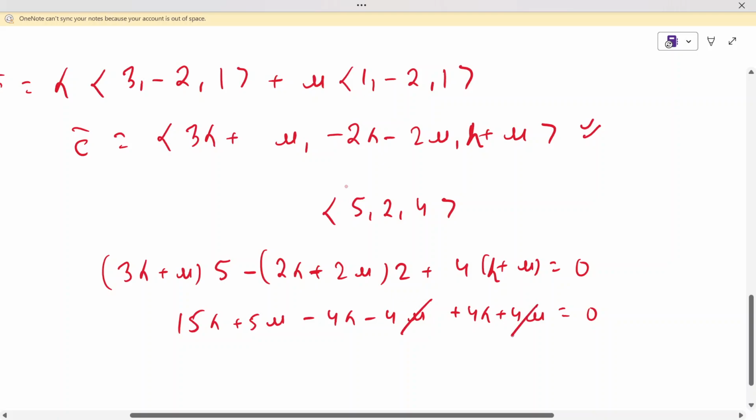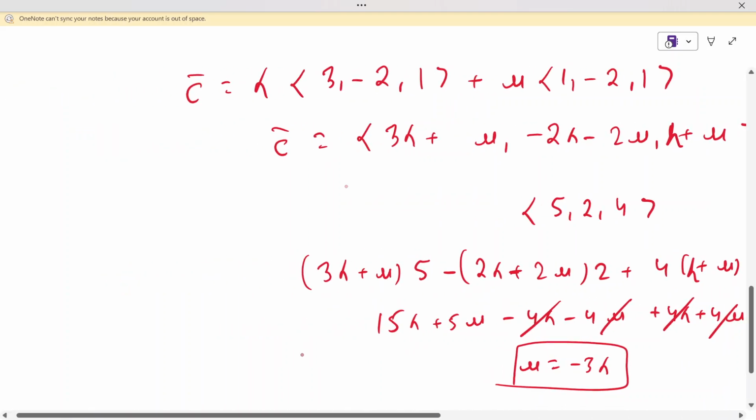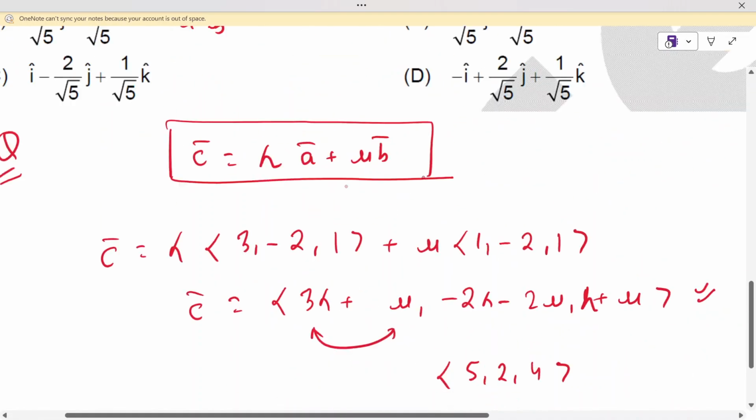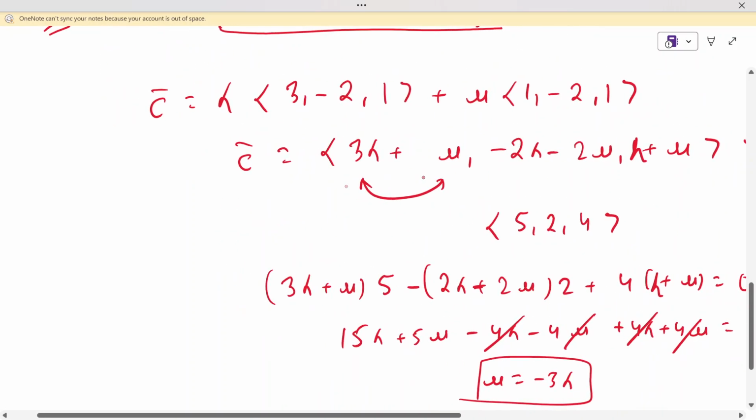Here I can cancel the mu terms, and I obtain mu equal to minus 3 lambda. Now in our c vector, this component is 0 itself. For the other component, I have minus 2 lambda minus 2 into minus 3 lambda, that is minus 2 lambda plus 6 lambda, which is 4 lambda, and then minus 2 lambda. So eventually it is of the form (0, 2 lambda, minus lambda), right?